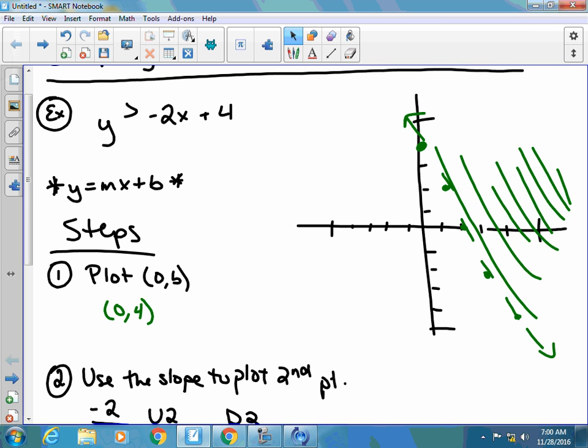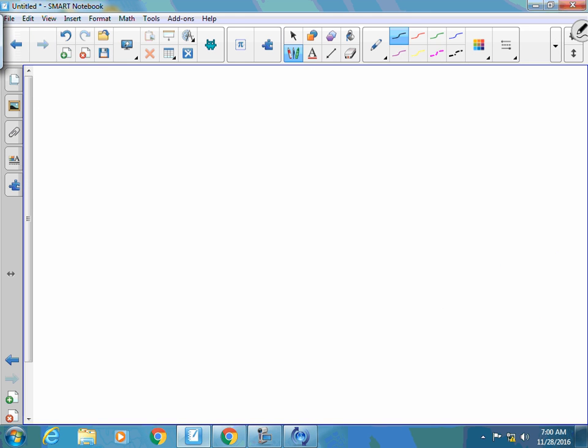So what happens if we don't have our equation in slope-intercept form? We're going to look at it from standard form and how to convert this. So let's say that I have 4x minus 1y is greater than or equal to 8.